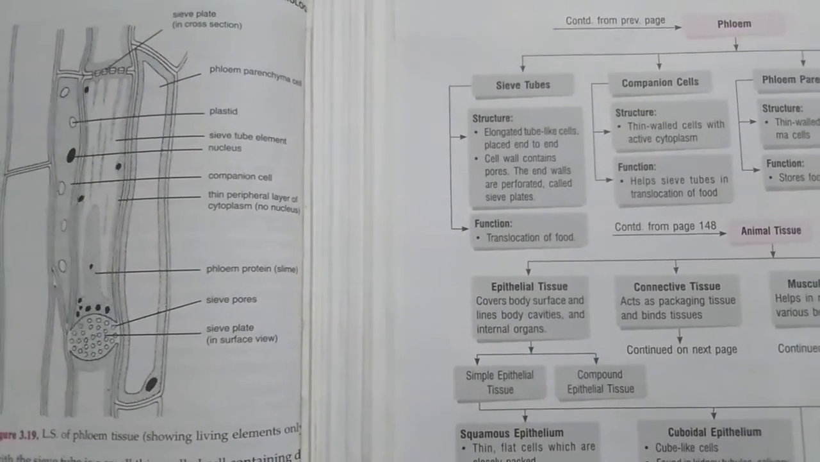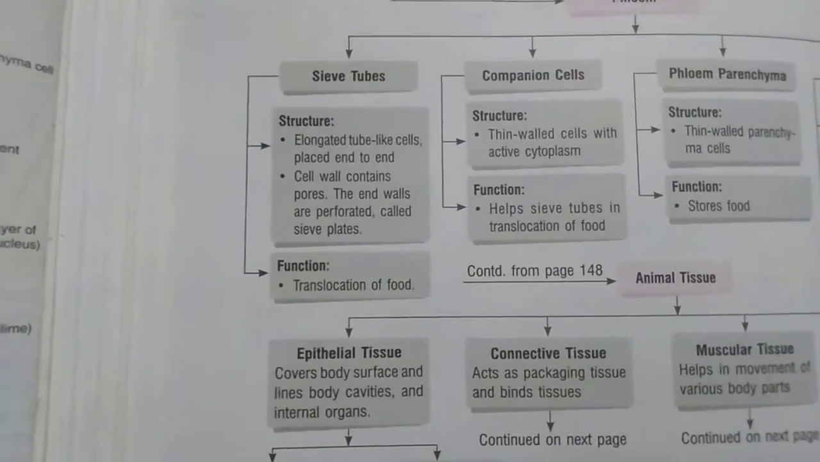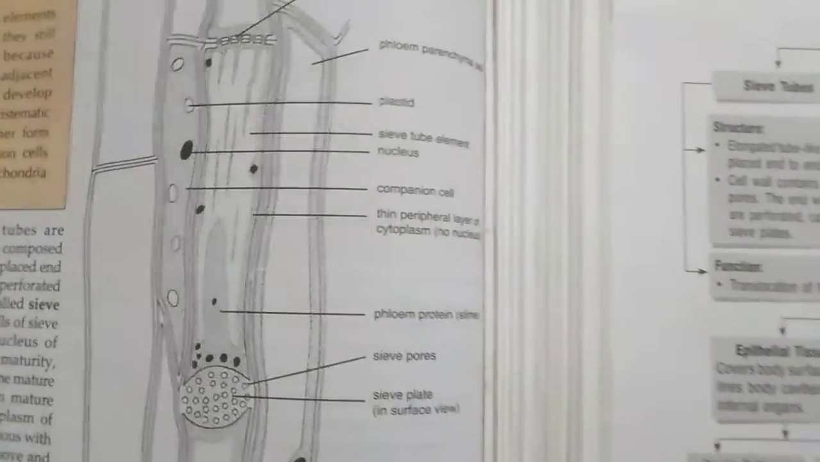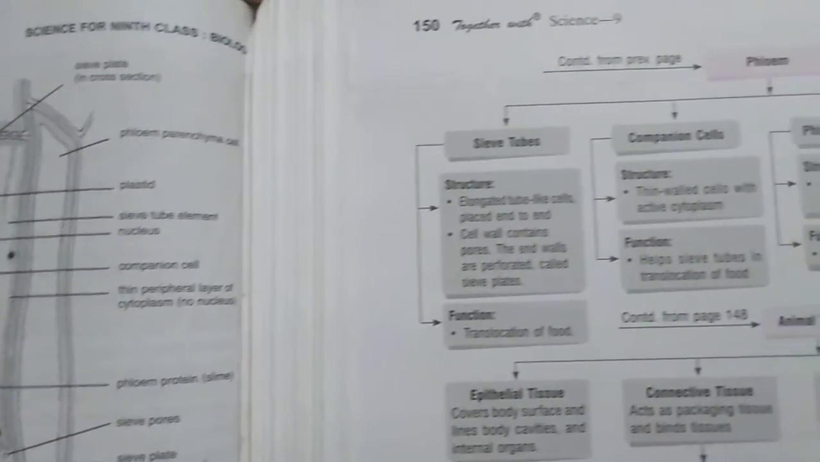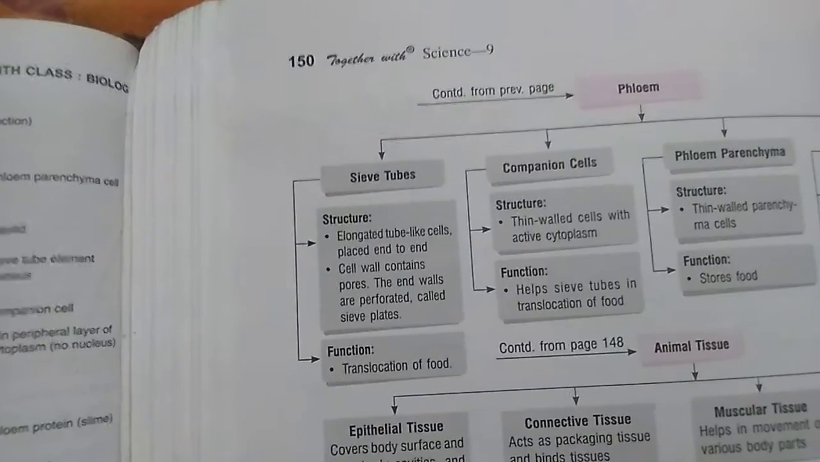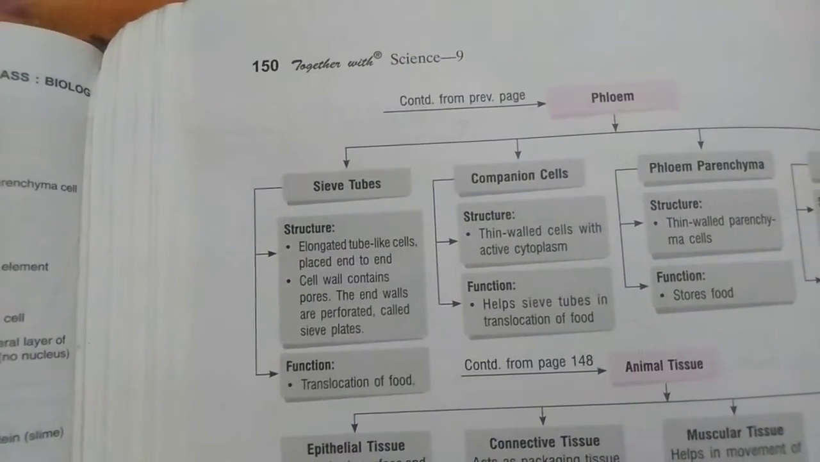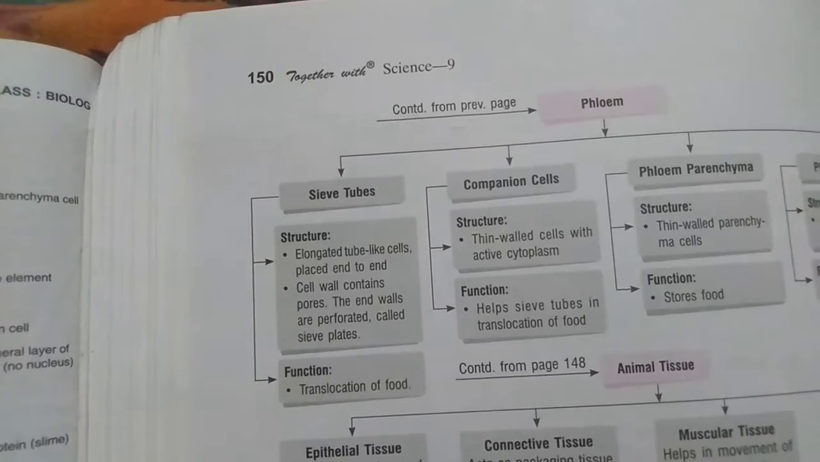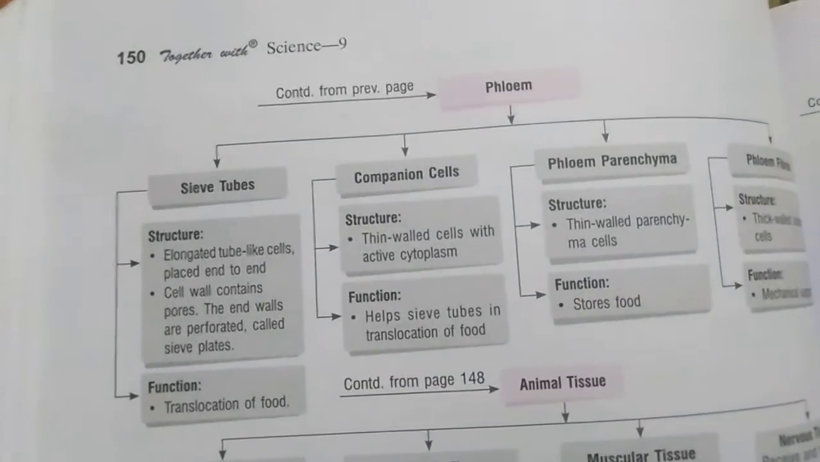Then the second structure of the phloem is the companion cell. What is the structure of the companion cell? It is a thin-walled cell with a large elongated nucleus and active cytoplasm. Okay, and what is the function? Its function is that it also helps in the translocation of the food. Along with the sieve tube, it also helps in the translocation of the food.